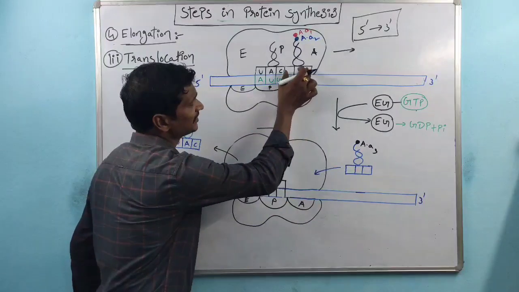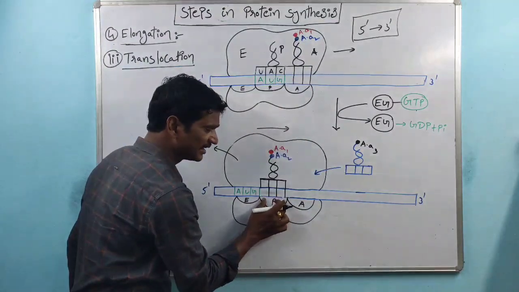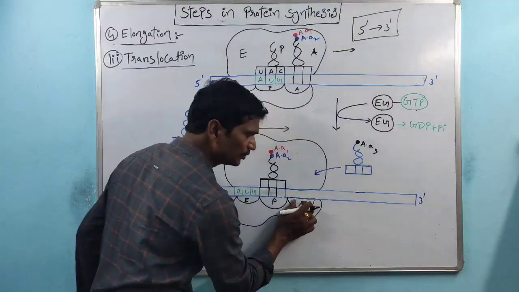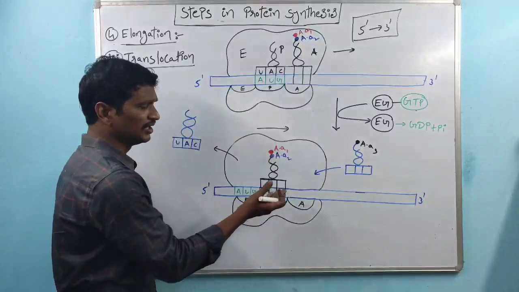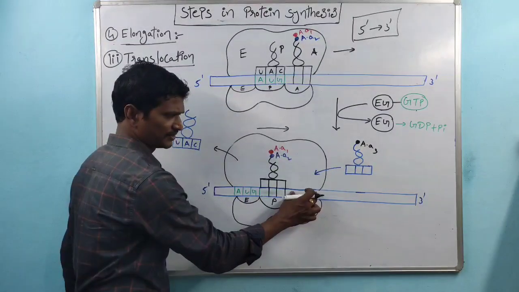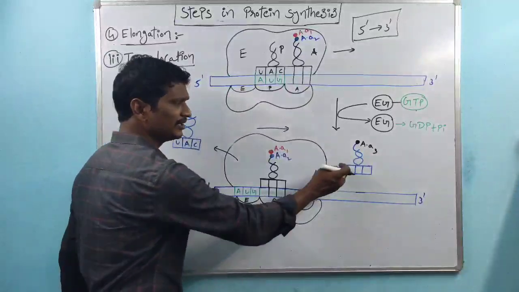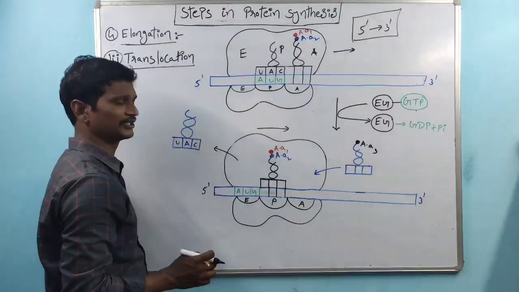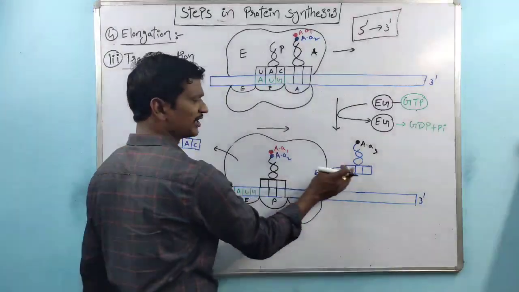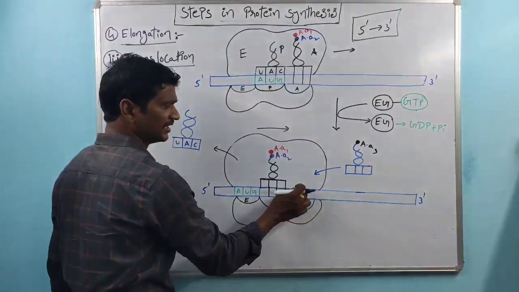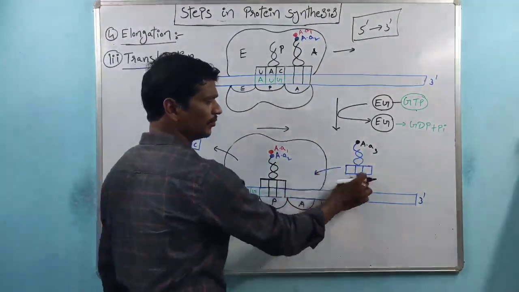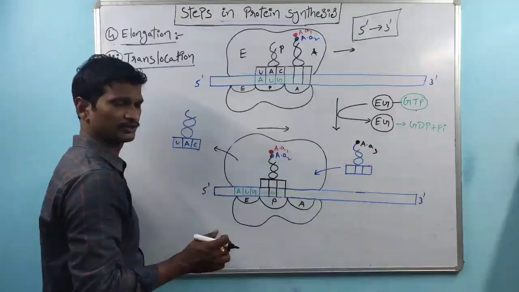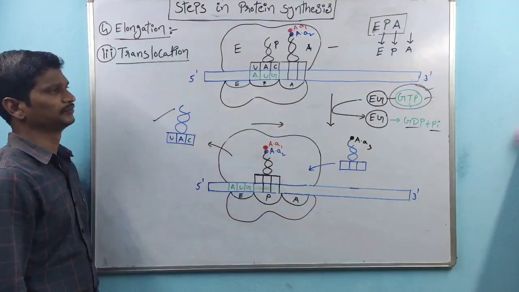Then the tRNA at the A site enters the P site. Then this is the new A site. Here the new codon recognition is not completed, so the incoming amino acid tRNA binds at the A site. So this process continuously takes place: movement of ribosome and tRNA binding, again peptide bond formation, again movement of ribosome, again new tRNA binding, again peptide bond formation. This process takes place continuously.